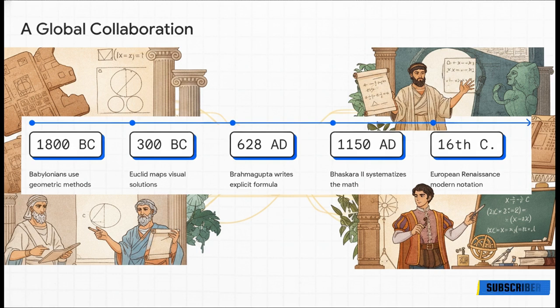Fast forward a bit to 628 AD, and the Indian mathematician Brahmagupta writes down the very first explicit general formula. He even accepted negative roots, which was a huge deal back then. Then, in 1150 AD, another Indian mathematical genius, Bhaskara II, systemizes the whole thing. Finally, in the 16th century, the European Renaissance brings us the modern notation we use today. It's crazy to think about, but this formula isn't just math, it's this incredible inherited human legacy.